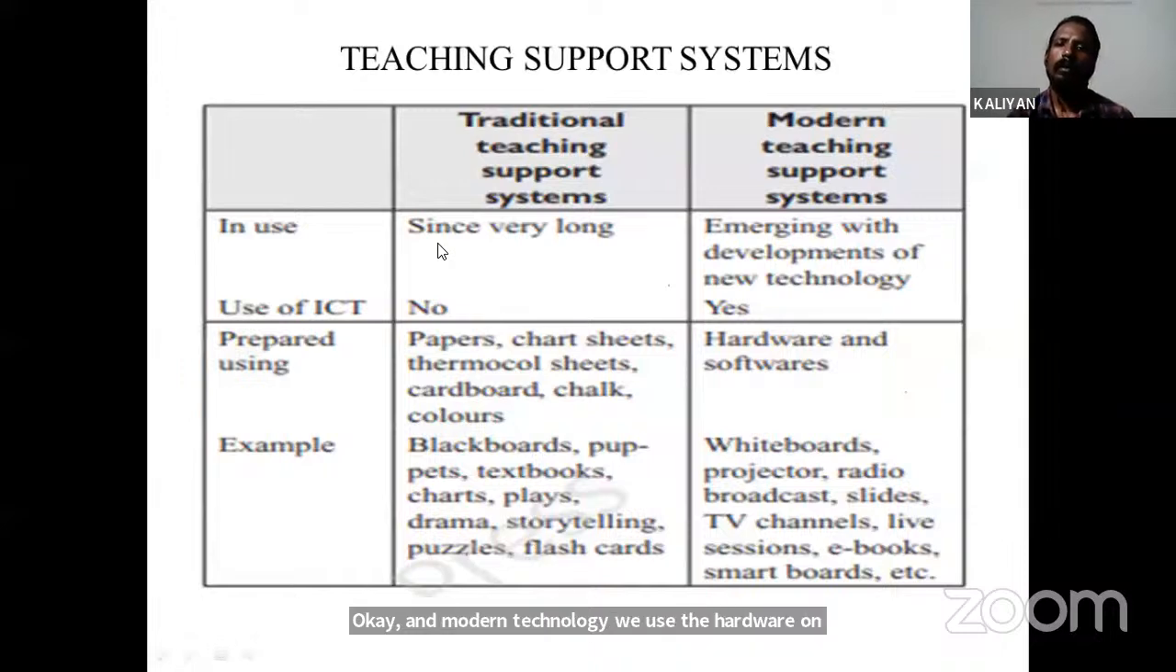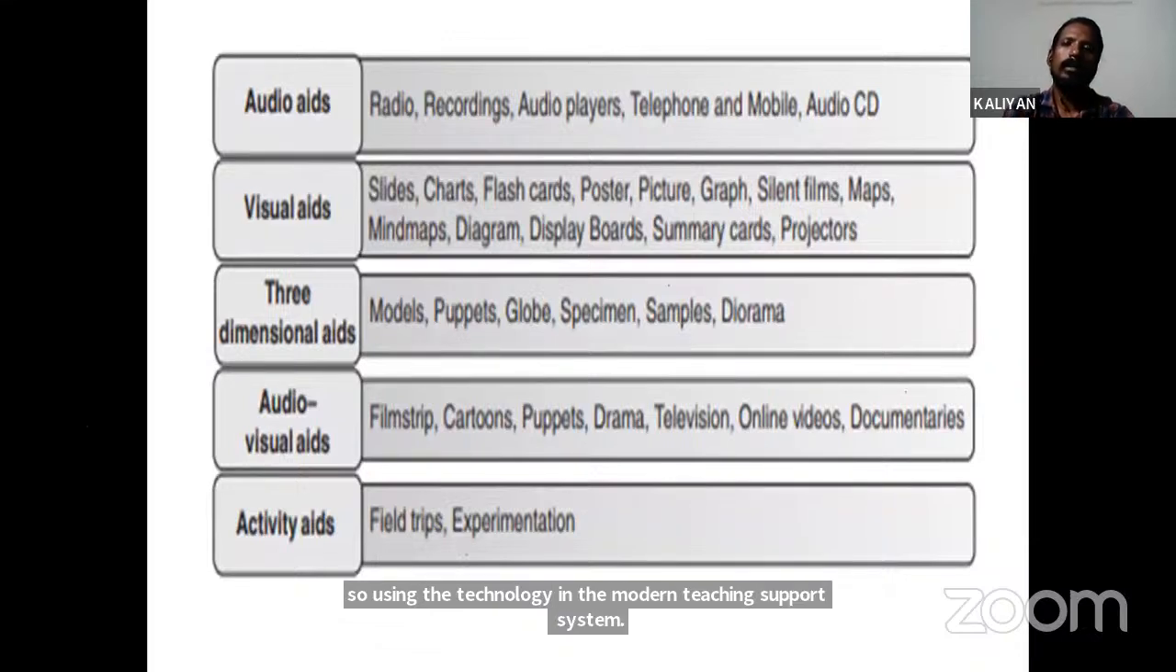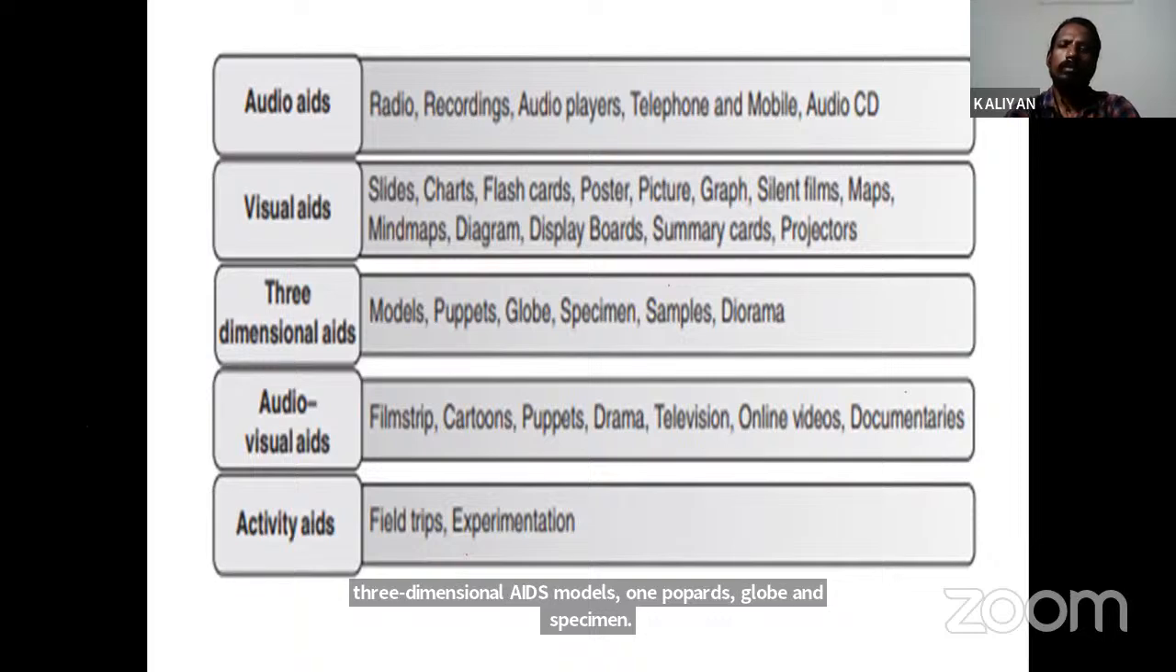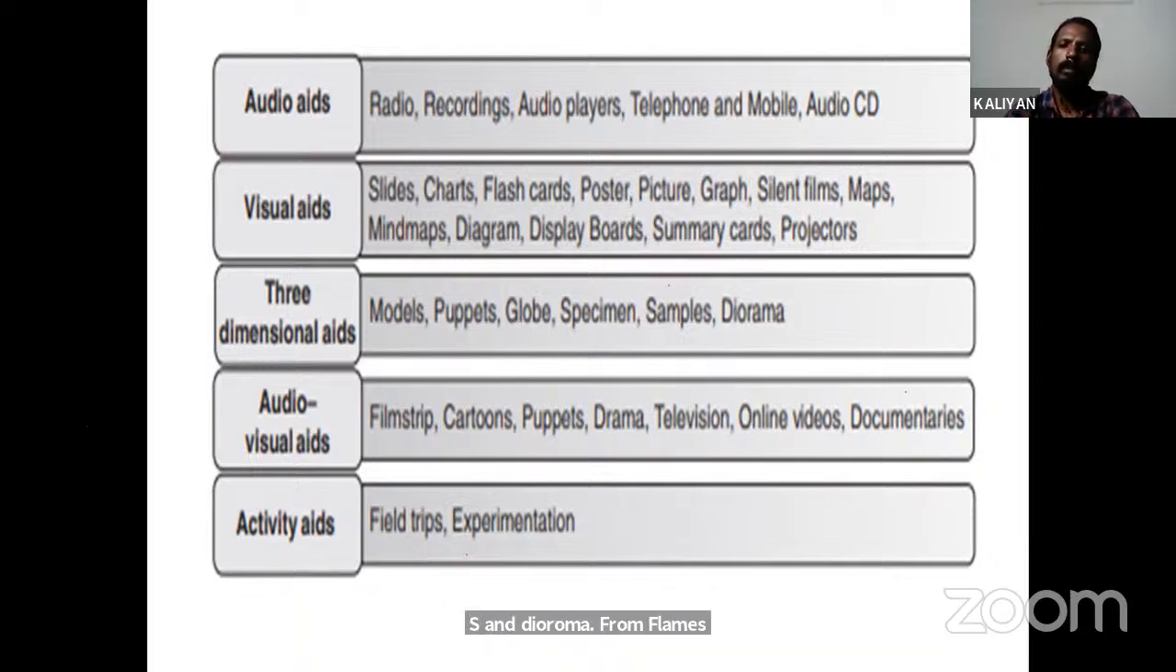Examples are blackboard, puppets, textbook, chart, plays, drama, storytelling, puzzles, and flashcards. Modern teaching uses whiteboard, projector, radio, broadcast. So we use technology in the modern teaching support system. These are the teaching aids. Audio aids mean radio, recording, audio players, telephone, mobile, audio CDs. Visual aids: slides, charts, flashcards, posters, picture graphs, silent films, maps, mind maps, diagrams, display boards, summary cards and projectors. Three-dimensional aids: models, puppets, globe, specimens, samples and diorama. Audio-visual aids: film strips, cartoons, puppets, drama, television, online videos and documentaries. And activity aids: field trips and experimentation.